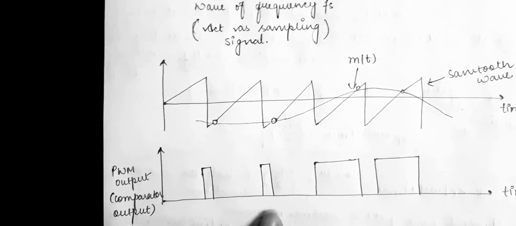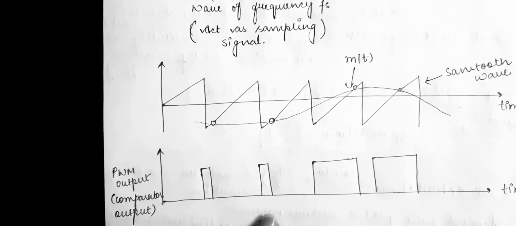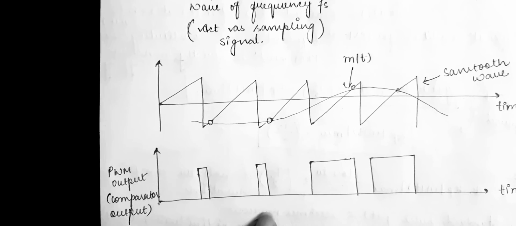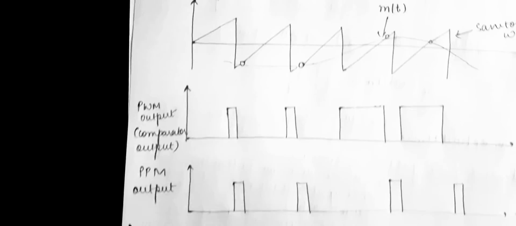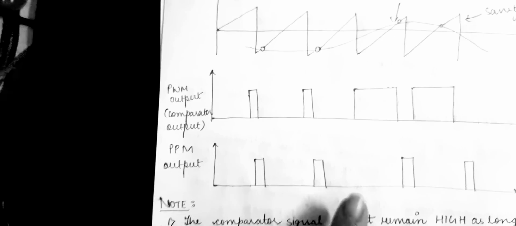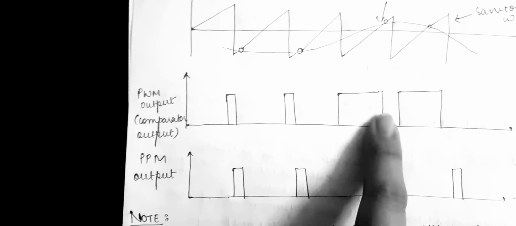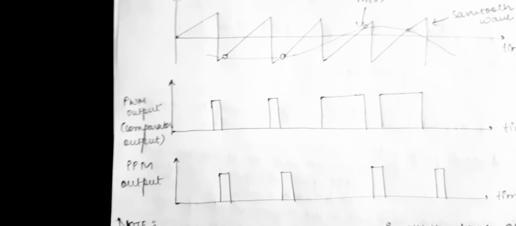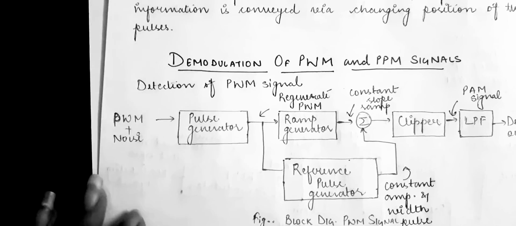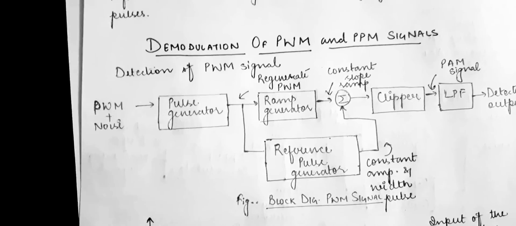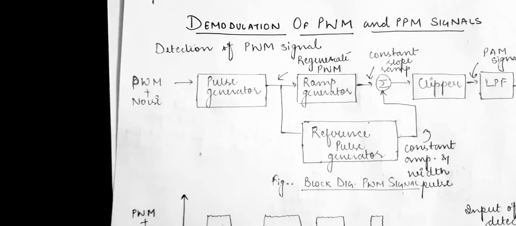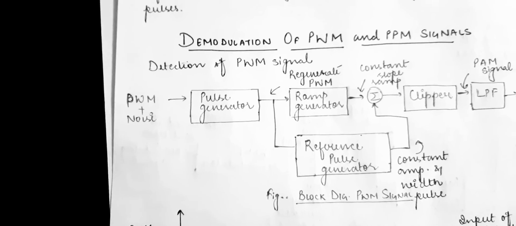So corresponding to each trailing edge of the PWM signal, the monostable output goes high for a fixed time decided by its own RC component. Here in the PPM, that is your pulse position modulation output, the pulse keeps shifting in proportion to the PWM trailing edge. All the PPM pulses have the same width and amplitude. So the information is conveyed by changing the position of the pulses. Now coming on to the demodulation of PWM and PPM signals, we will first convert the PPM to PWM and then we'll use the method of demodulation.